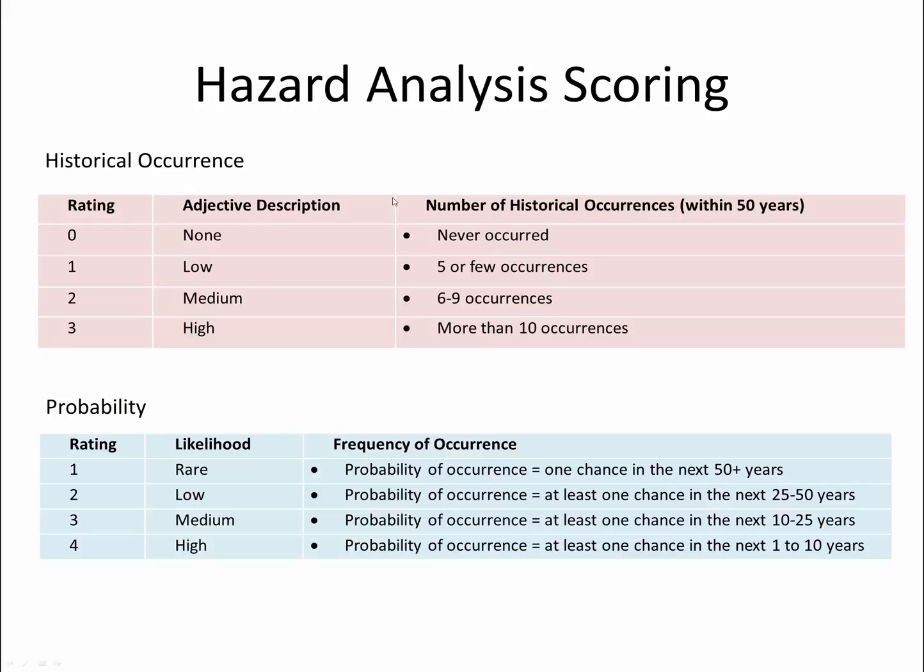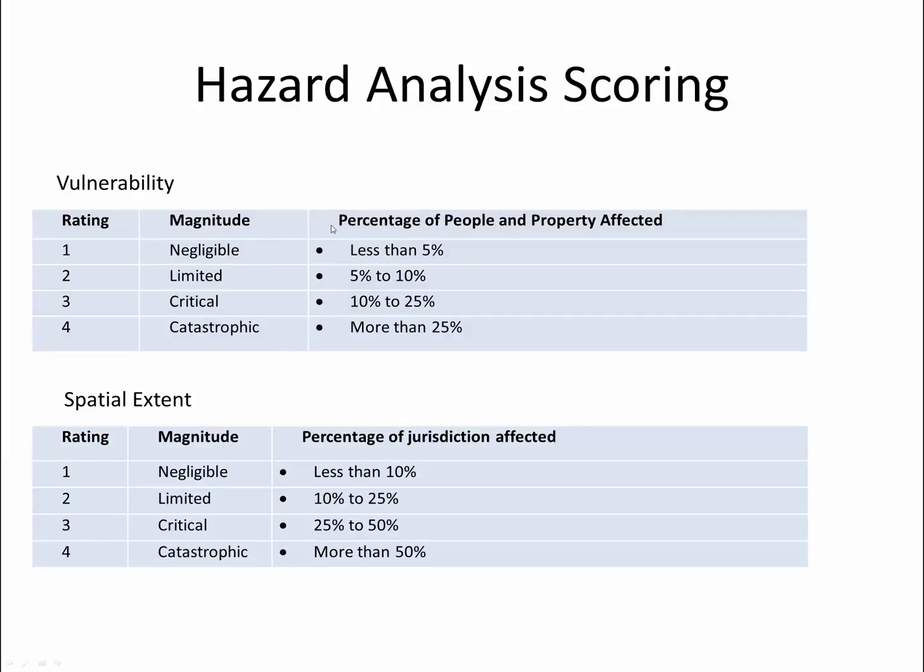Once the hazard frequency and return interval has been calculated, we score all hazards using 5 categories. Historical occurrence, which looks at the number of historical occurrences within the recorded data which is available. We calculate the probability, which we've described. Then we determine the vulnerability of people and property from that particular hazardous event.